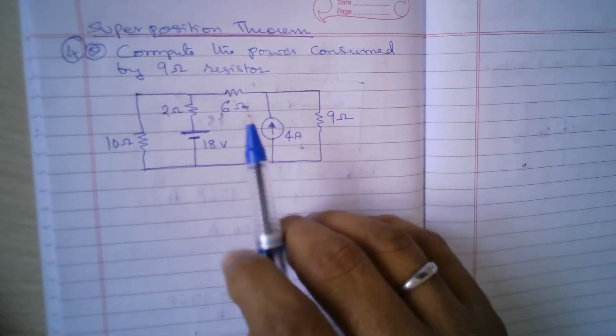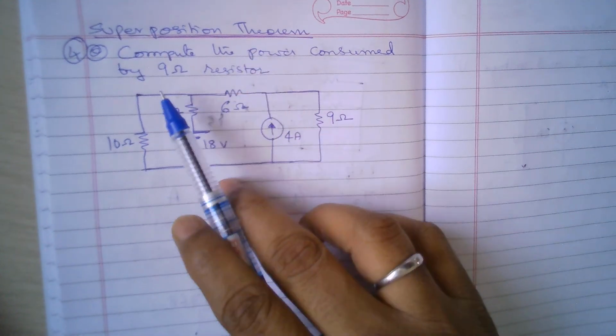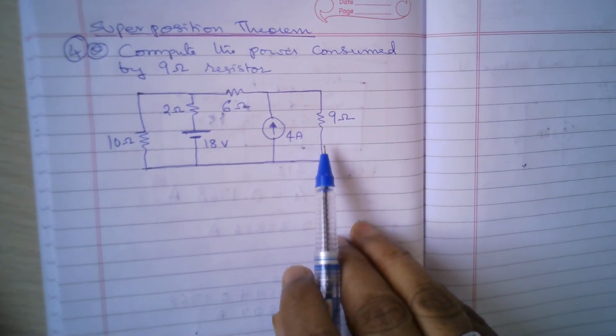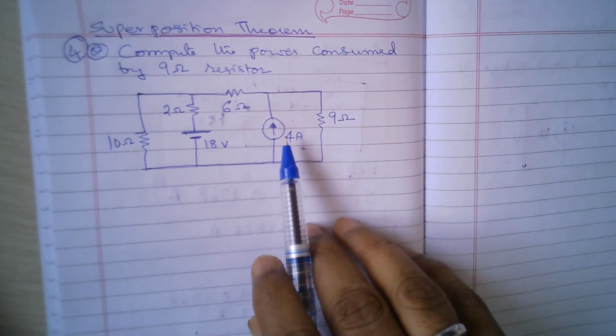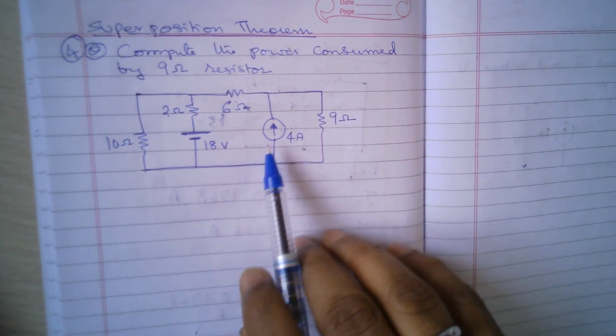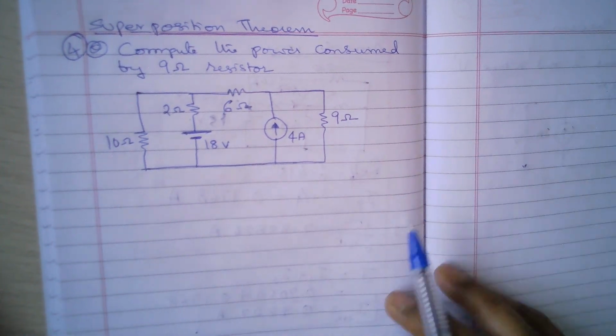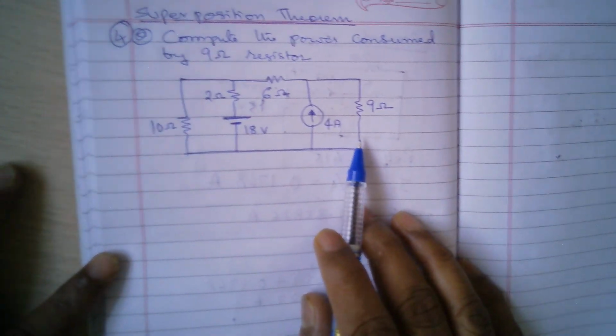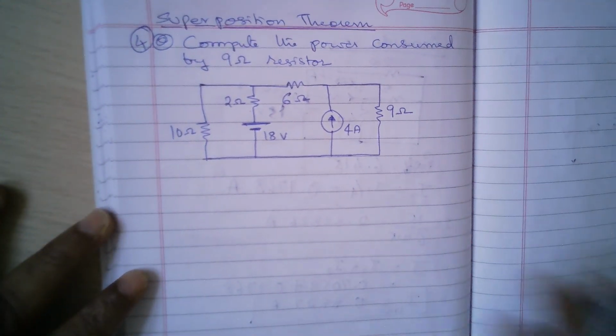Now if you're already aware of superposition theorem, then have a look at the question. The objective is to find the power consumed by the 9 ohm resistance. You can solve it yourself, or follow through with me, or you can pause and get your answers and compare them with my answers. So let's get started.